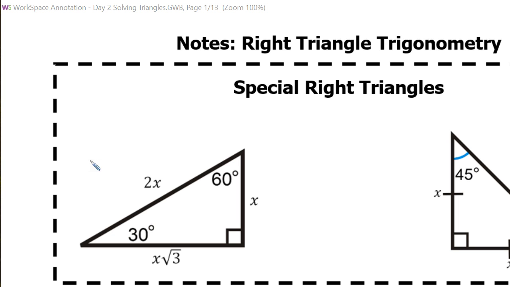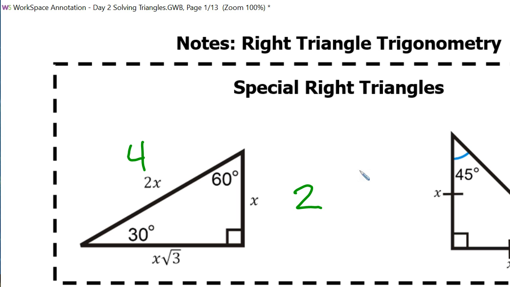So let's say that the side opposite of the 30-degree angle were 2. Then what would be the value for the other leg? 2 square root of 3. And what would the hypotenuse be? Yeah, 2 times 2 would be 4. So there's the 30, 60, 90 triangle. Now, if you know those values, it'll save you a little bit of time today.